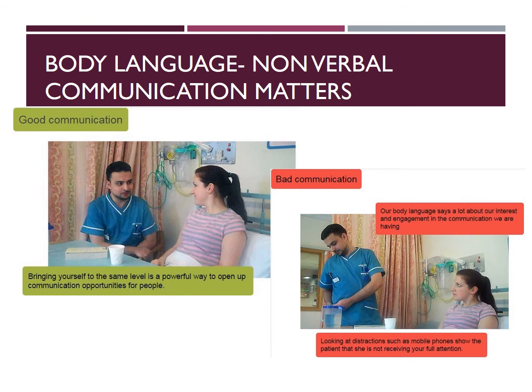Now in this bad communication example, it says our body language says a lot about our interest and our engagement in the communication we're having. We can see here that he's looking at that distraction, like his mobile phone in his pocket. He's not paying attention to the service user. He might not even be listening to what he's saying because he's distracted.